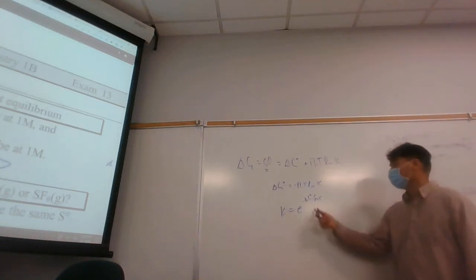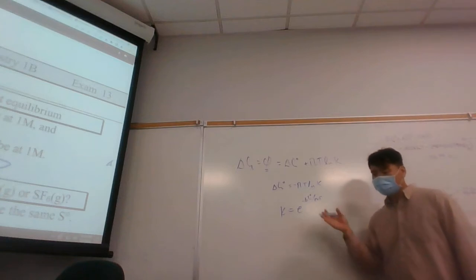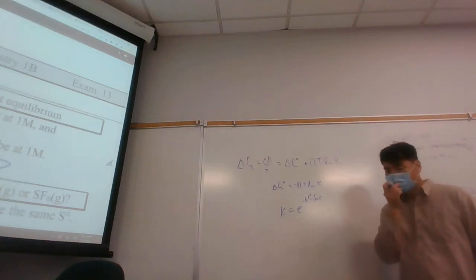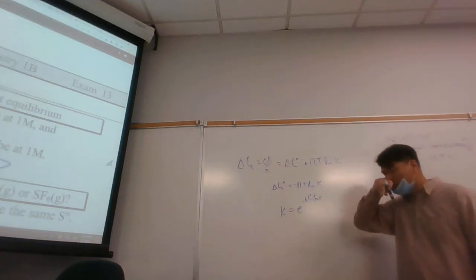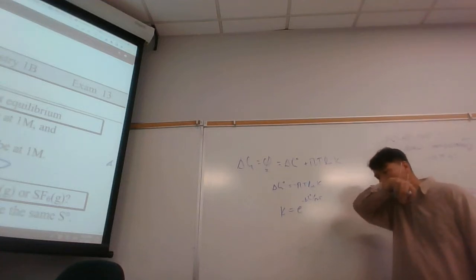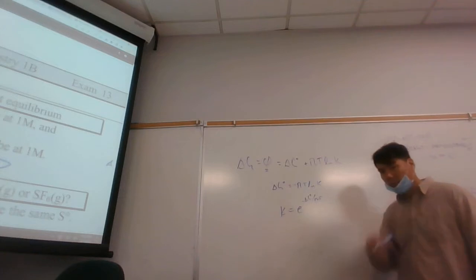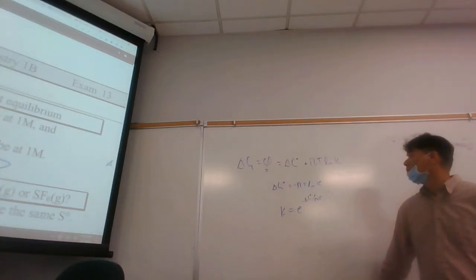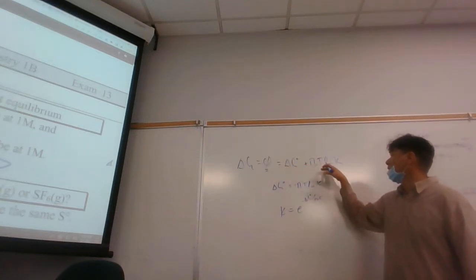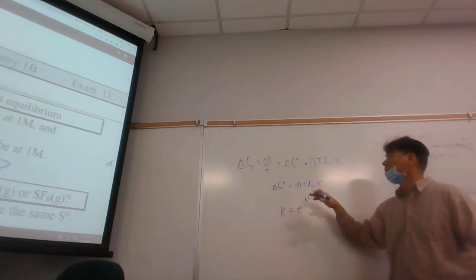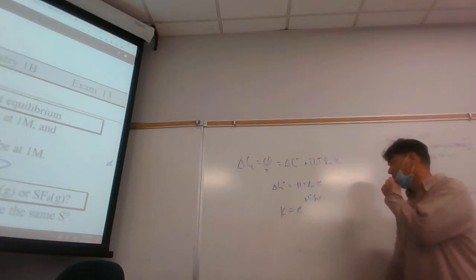Okay, so it depends on, if we're starting off at standard conditions, what is the driving force? If we're starting off at standard conditions. Question: why did the RT turn negative when you moved the delta G naught over? Well, I set this equal to 0 and then subtracted RT ln K from both sides. Oh, okay. That's how it is.